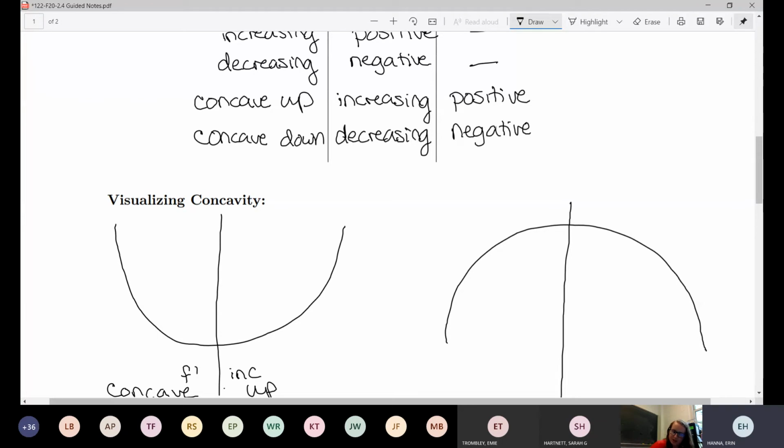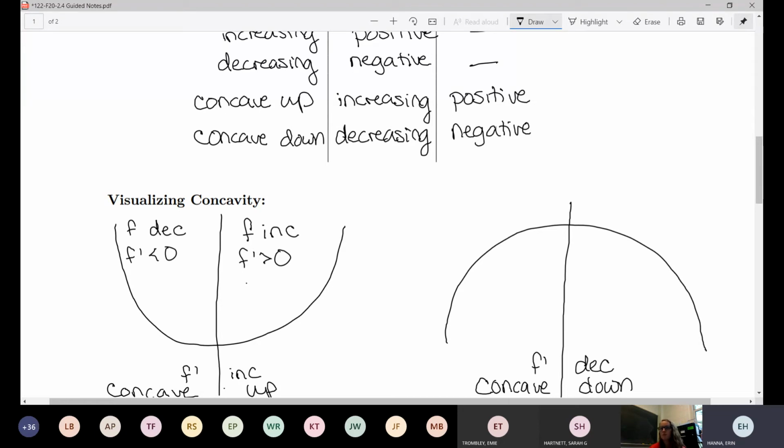But when we split these up, we essentially have two options. Either the function is decreasing, which means that the derivative would be negative, or the original is increasing, and therefore the derivative would be positive. And then we've got our concave down option. If it's concave down, that means that the derivative is decreasing in both cases. And again, we have these two choices. Either the original is increasing, so the derivative is positive, or the original is decreasing, so the derivative is negative.